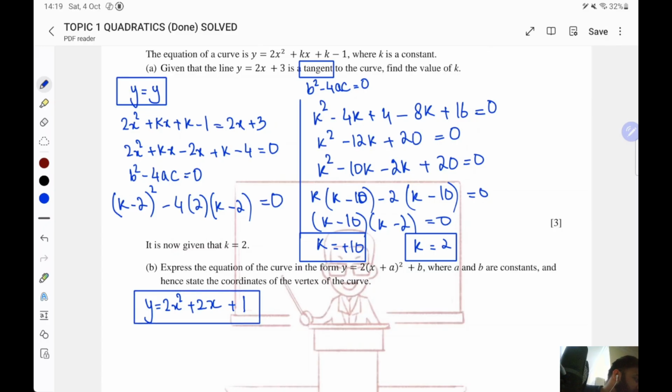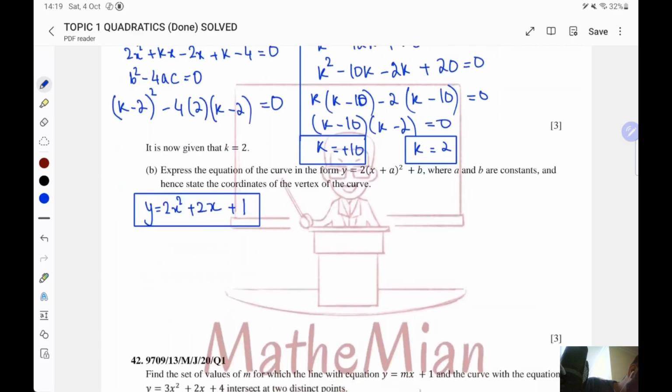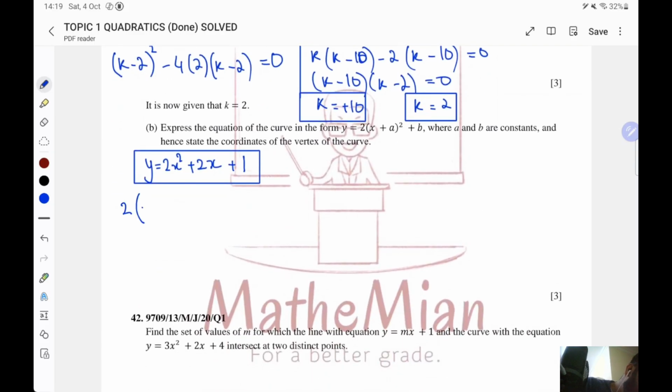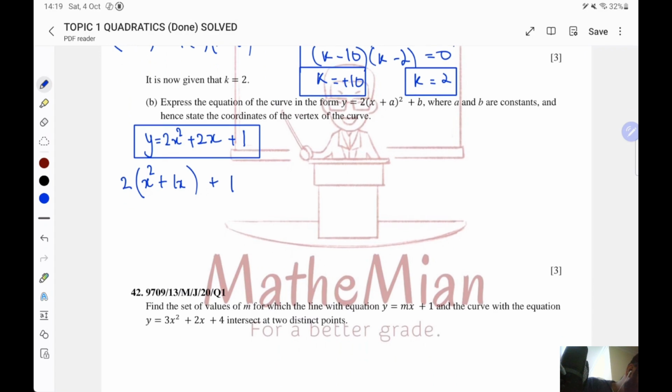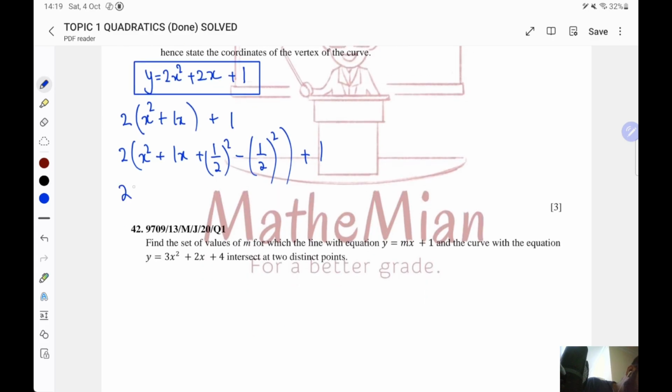We need to change this equation of a curve into completed square form. So for that we will take 2 common from the first two terms only. It will be x square plus 1x plus 1 outside. Whatever is the coefficient of x, we'll take half of it, add its square and subtract the square of it. So if we simplify, it will be x plus 1 by 2 whole square minus 1 by 4 plus 1.